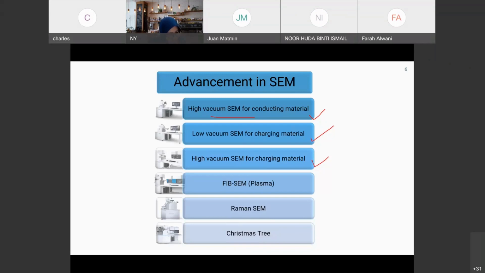Of course, coming to another category, we have FIB SEM, the so-called dual beam SEM. One of the columns is the electron microscope, and the other column is the FIB column. This is another characterization level, with much higher cost, able to resolve most of the material studies. That is the ultimate aim. If you want to go further, we have Raman SEM, whereby we have Raman integrated into the SEM, and utmost we have a Christmas tree. The so-called Christmas tree is everything in SEM.